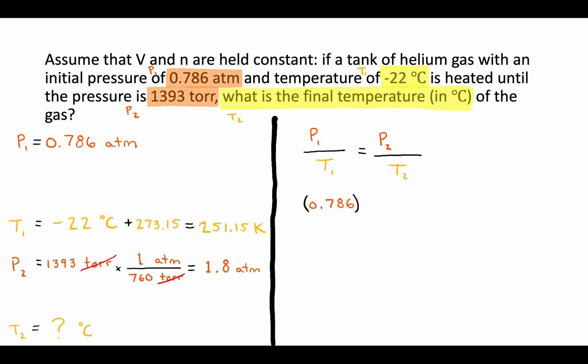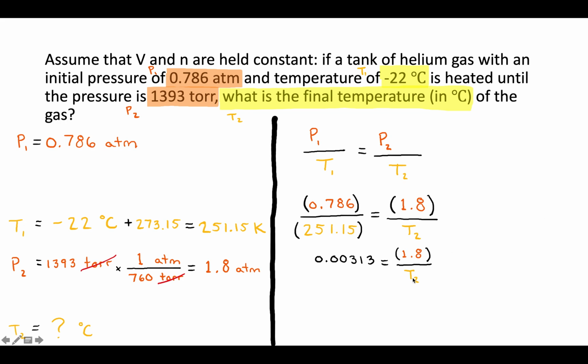Instead of P1, I'm going to write 0.786. Instead of T1, I'm going to write 251.15 equals, instead of P2, I'm going to write 1.8 atmospheres. And I've got T2 on the bottom there. Now on the left side, 0.786 divided by 251.15 gives you 0.00313. And on the right side, we still have 1.8 divided by T2.